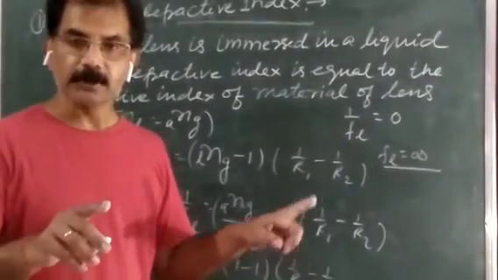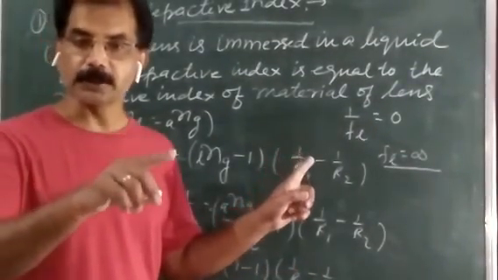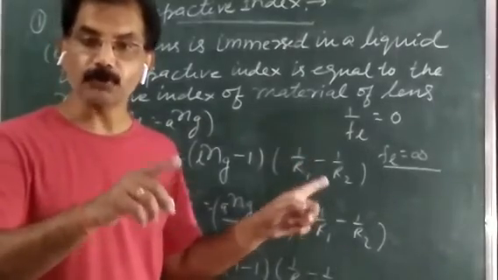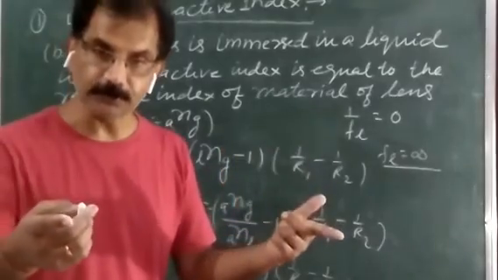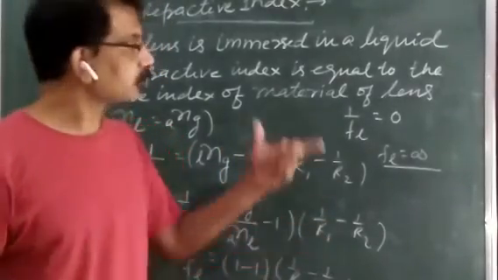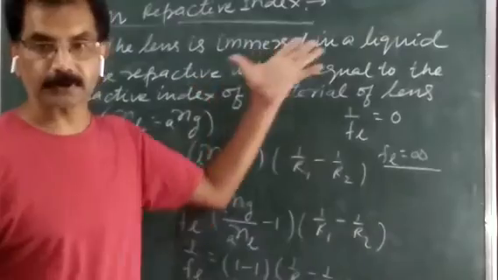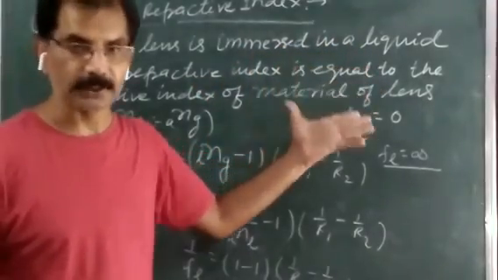And here one more case. What happens if the lens is immersed in a liquid whose refractive index is more than the refractive index of material of lens? That I will discuss tomorrow in the next video, and also I will give some diagrams. So today all of you go through this topic, what I have discussed about this lens maker formula and these different cases. Thank you.